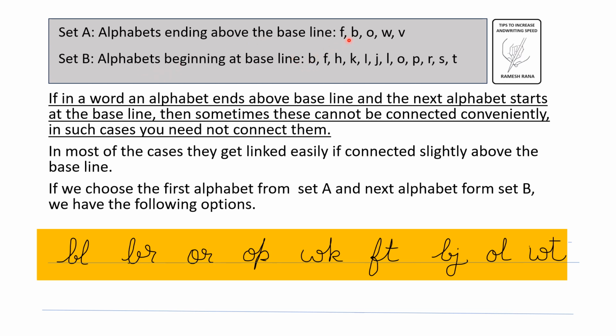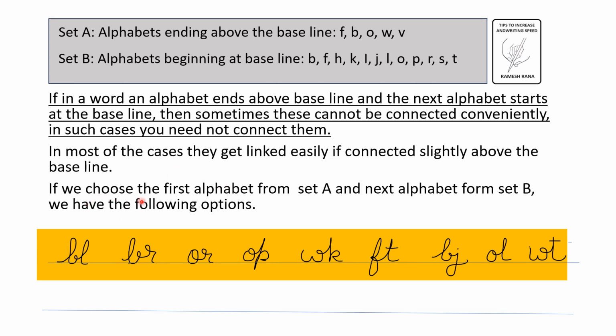So, for example, F ends above the baseline, but B starts at the baseline, it begins at baseline, like that. B, F, H, L, these alphabets have to be connected. In such cases, sometimes it is not very convenient to connect them. So if it is so, don't link them, leave them as they are, start them separately. But in most of the cases, they get linked easily if connected slightly above the baseline.